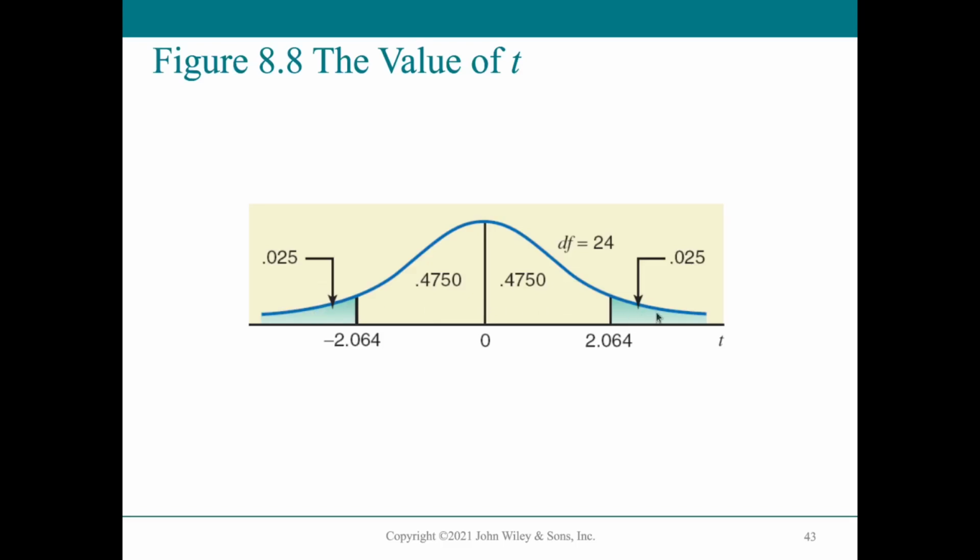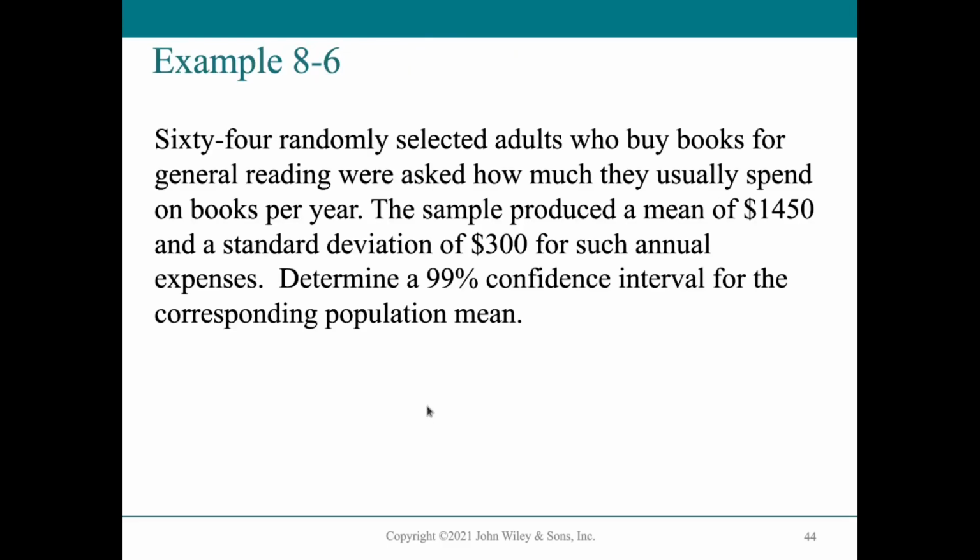So the total area here should be 1 minus 0.95, or 0.05. That's why on the left side it's 0.025, and on the right side it's 0.025. If you add them, it's 0.05. And that is the error, how high the probability of getting an erroneous estimate is. So that's basically it. Let's have another example.